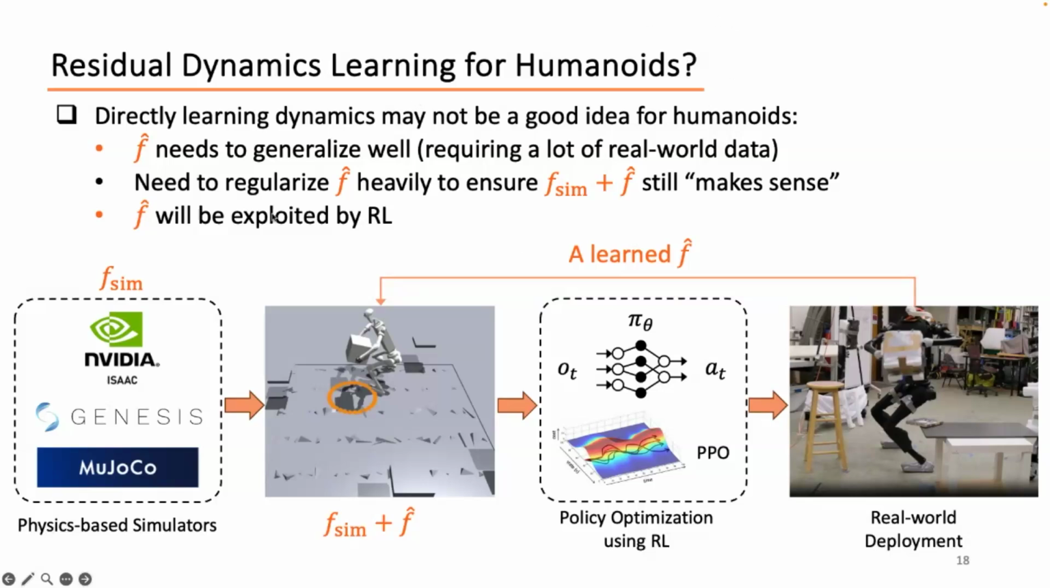This kind of thing. And finally, don't forget, we have a very naughty boy, PPO. It's too strong, right? Whatever you learn in F hat will be exploited by RL. So all these reasons together, we tried very hard, but the performance is not good.